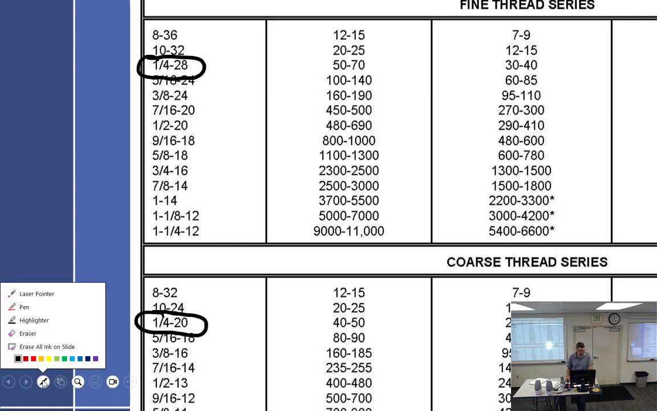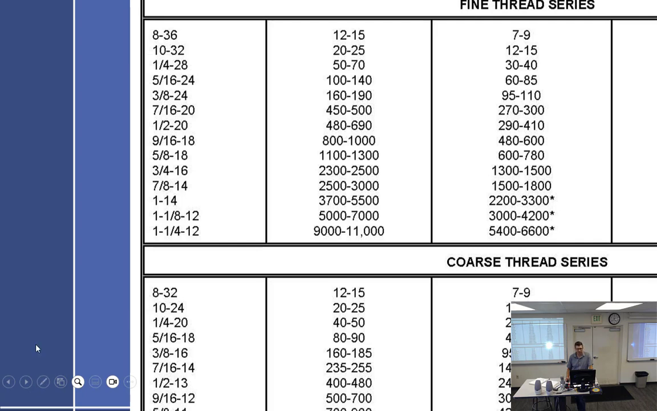Yes? What's the advantage of fine thread versus coarse? What are the differences? What's the advantage, disadvantage? It goes down into an engineering aspect of it, about how much torque you get, which I don't even know the answer to.